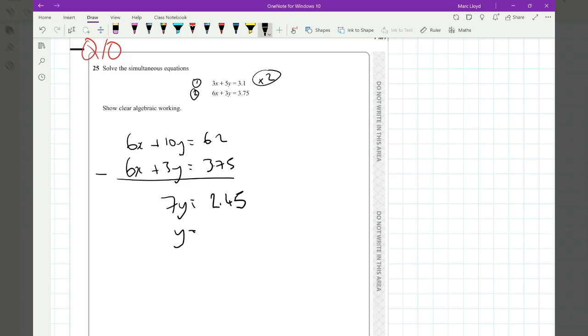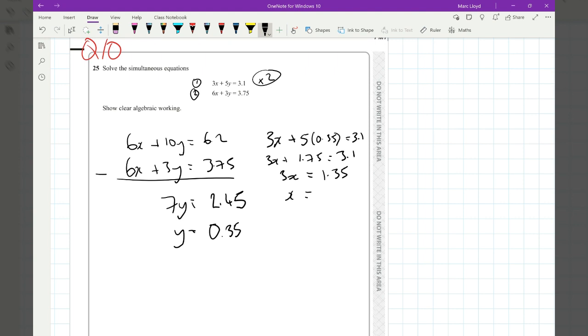Oh, give it to me as a decimal. I want to go back to my other calculator. 0.35. We then substitute that in. So 5 lots of 0.35 is 1.75. 3x plus 1.75 is equal to 3.1. 3x is equal to 3.1 take away 1.75. Oh, give it to me as a decimal. 1.35. x equals, and we just divide that by 3.